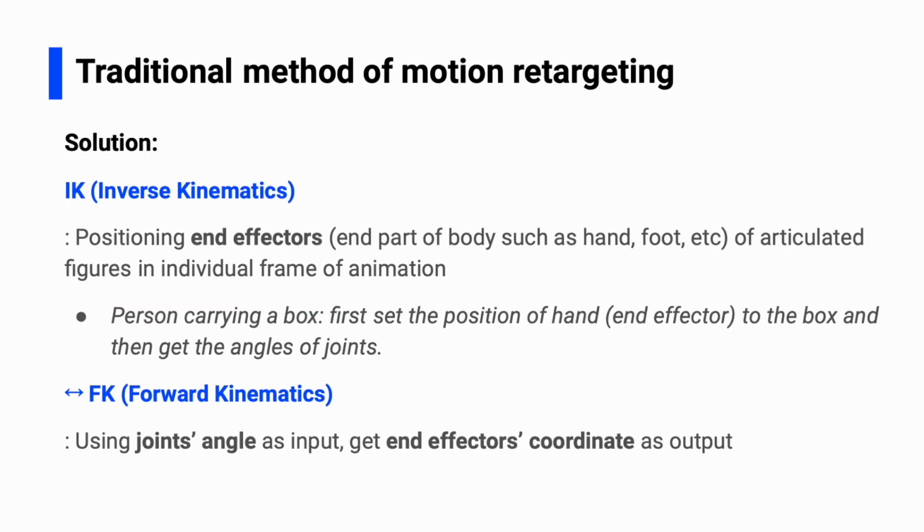So to solve this, inverse kinematics is often used. Inverse kinematics is positioning end effectors of articulated figures in an individual frame of animation. End effectors are end parts of the body such as hand, foot, etc. For example, if you want to animate a person carrying a box, first we set the position of the hand, which is the end effector, to the box, and then get the corresponding angles of joints. On the other hand, forward kinematics uses joint angles as input and then gets the end effector's coordinates as output. It is the totally opposite way of inverse kinematics.